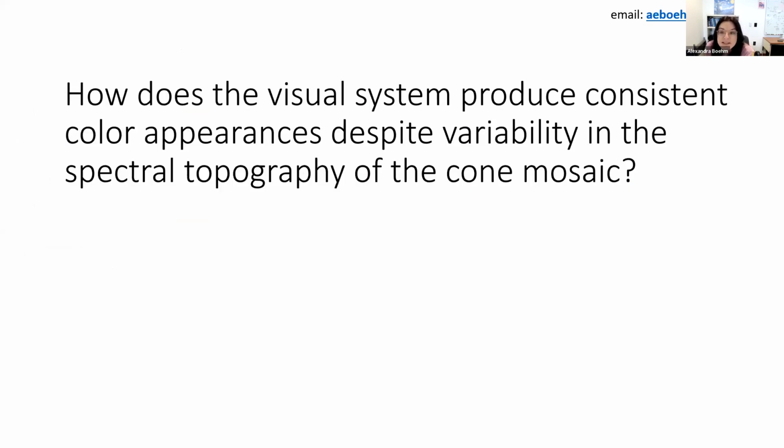But we know that despite this variability in the spatial arrangement of the cones, the visual system produces largely consistent color appearances. So this leads us to the question that motivated the work that I'll be showing you today, and that is, how does the visual system produce consistent color appearance despite variability in the spectral topography of the cone mosaic?